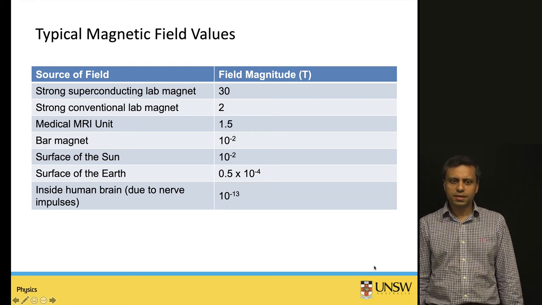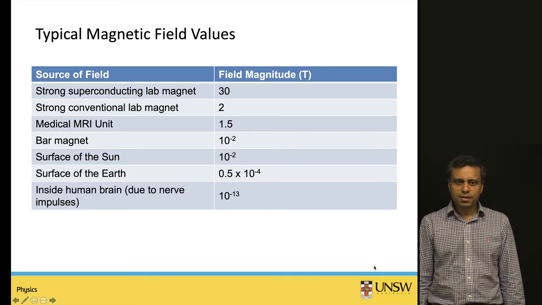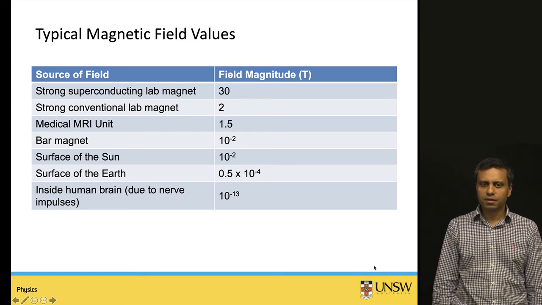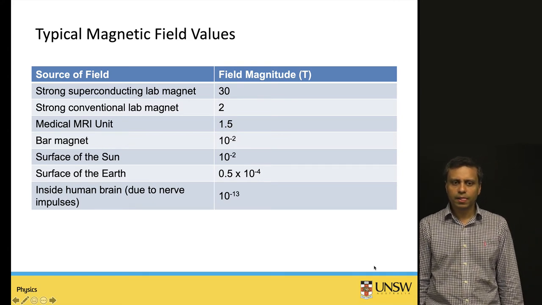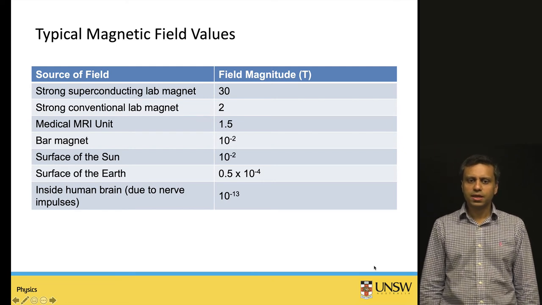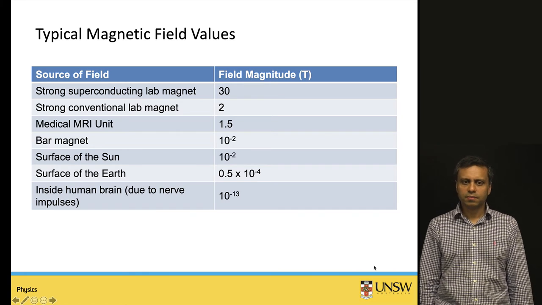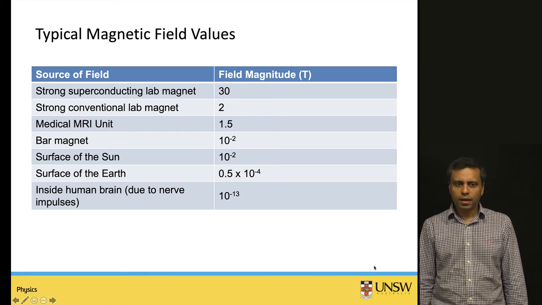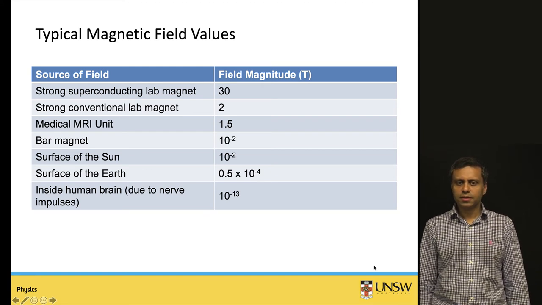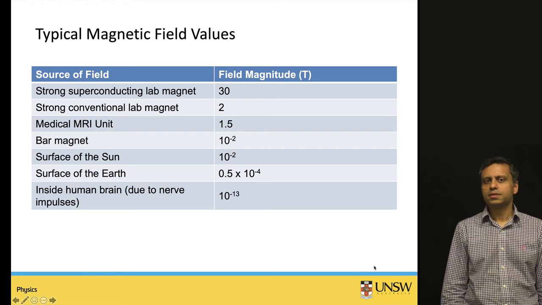Bar magnets generate about 0.01 Tesla magnetic fields. The surface of the sun also has the same type of magnetic field, 0.01 Tesla. And the magnetic field at the surface of Earth is even weaker, 2 orders of magnitude less than that of the sun. And inside the human brain, there are electrical pulses going on. There's a very small magnetic field, about 10 to the power minus 13 Tesla.